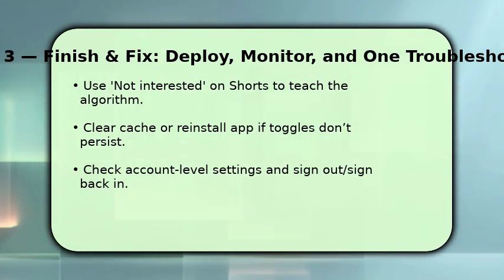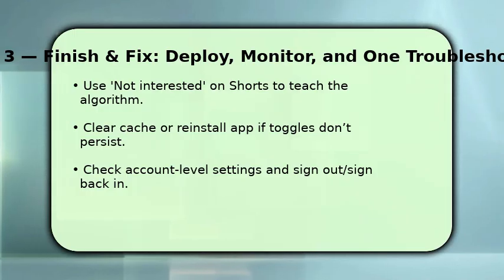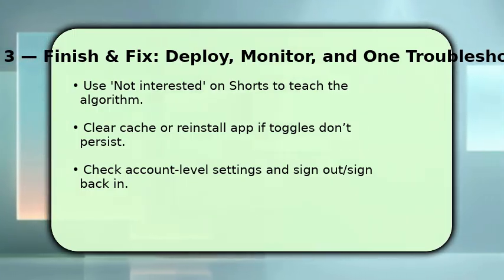If toggles revert or aren't available, clear the app cache, force close YouTube, or reinstall it to refresh features. Make sure you're editing the correct Google account. Sign out and back in if needed.